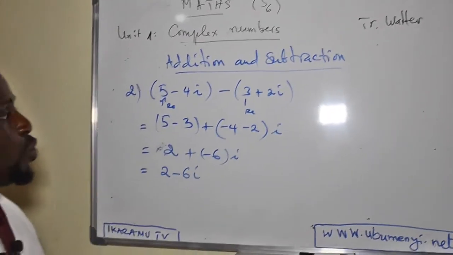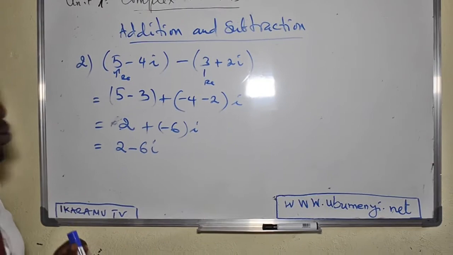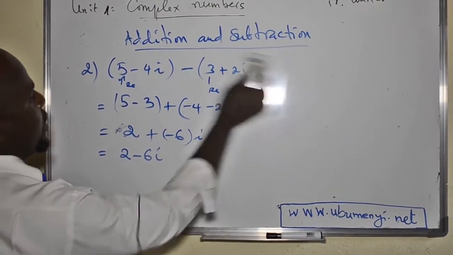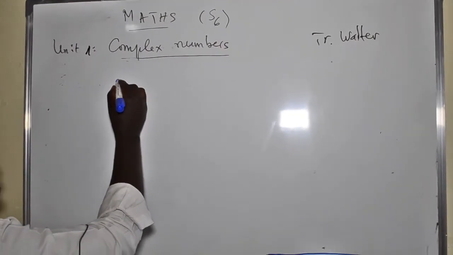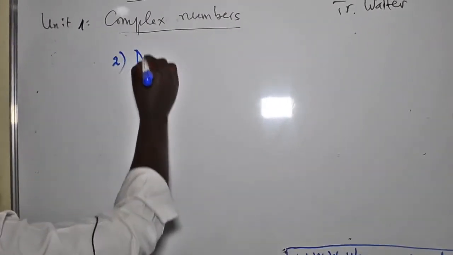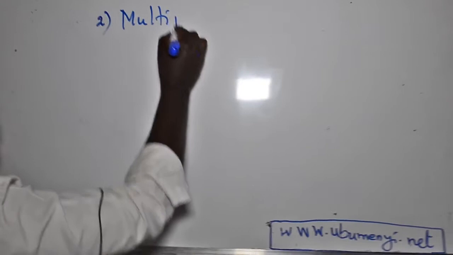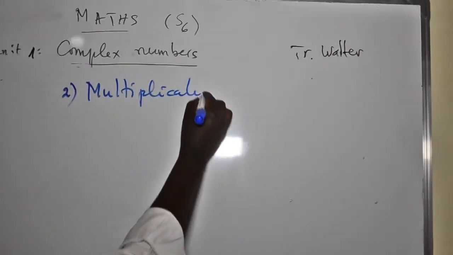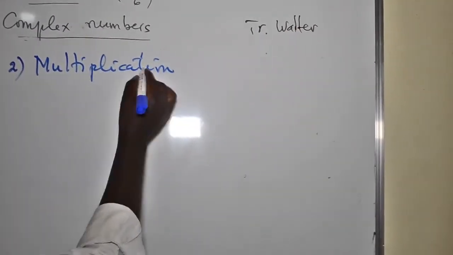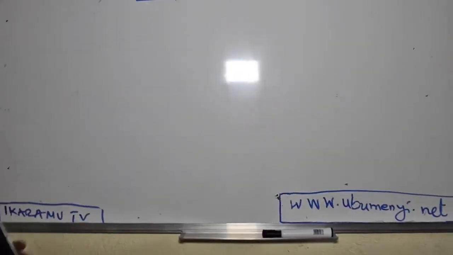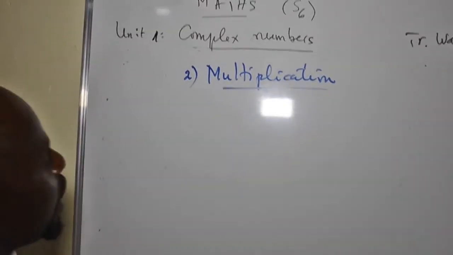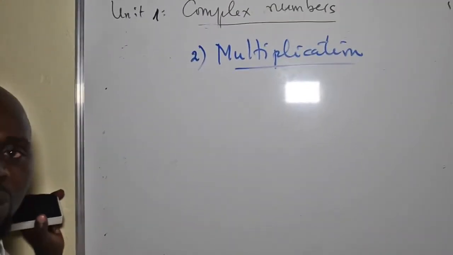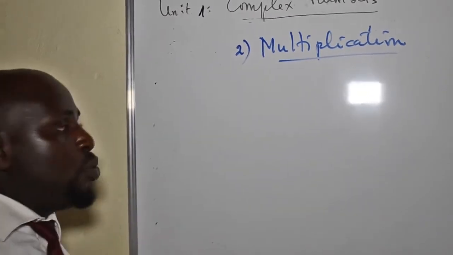We can now do multiplication of two complex numbers. About multiplication, that is now number 2 of the operations, we have multiplication of complex numbers. Now, what do we do when we are multiplying two complex numbers? Before we go for the multiplication of two complex numbers, I have to remind you of one thing.